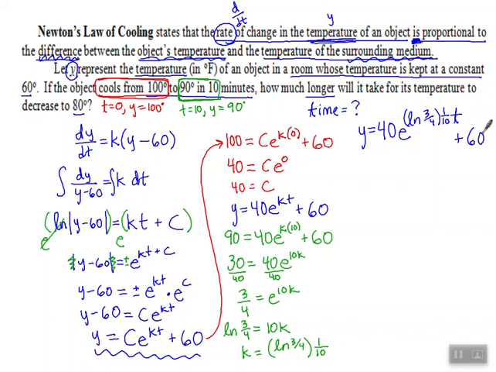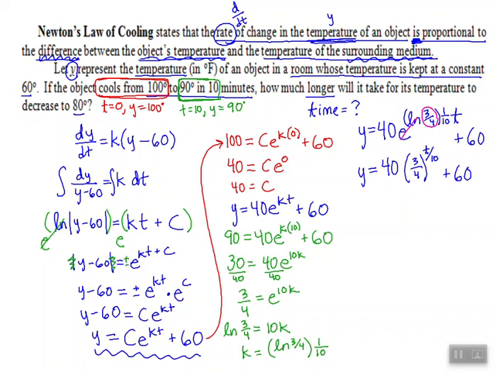Now, I don't need to simplify, but it's quite easy to, so why not? I've got the e with the natural log, so I could use that inverse property to bring down the part that's inside the natural log, the 3/4. So just to make it easier on ourselves, we'll write y equals 40 times 3/4. This part stays in the exponent. 1/10 t is like t over 10, and then of course plus 60.